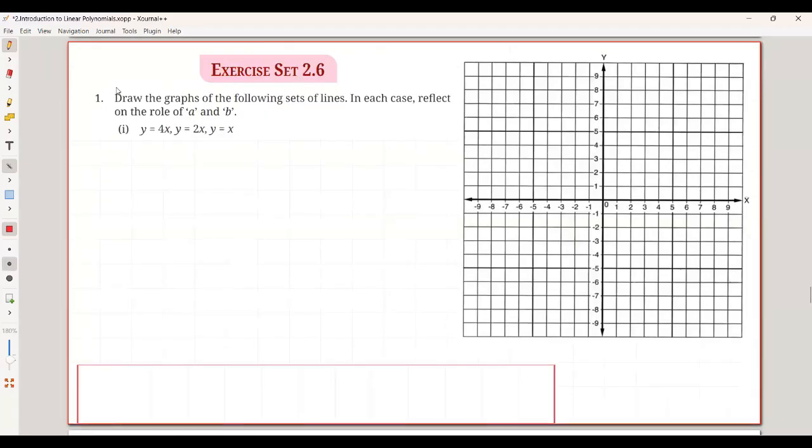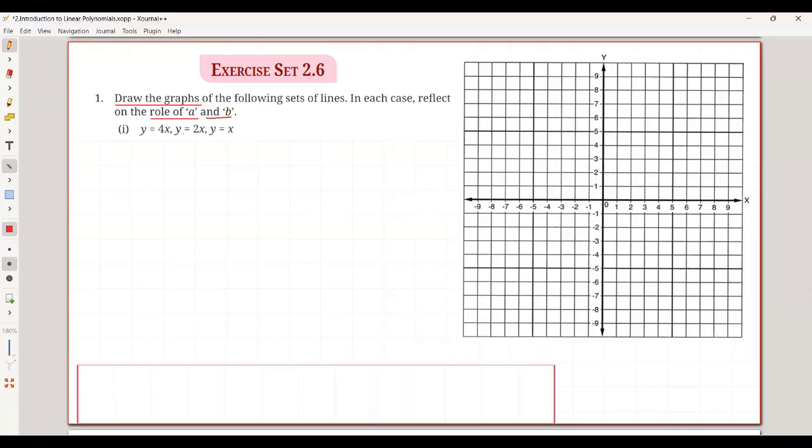Exercise set 2.6, first question is given, draw the graph. Draw the graph of the following sets of lines. In each case, reflect the role of a and b. What is the role of a and b? You're drawing the graph for the linear equation, you'll be getting a straight line. Make sure that you are going to get a straight line.